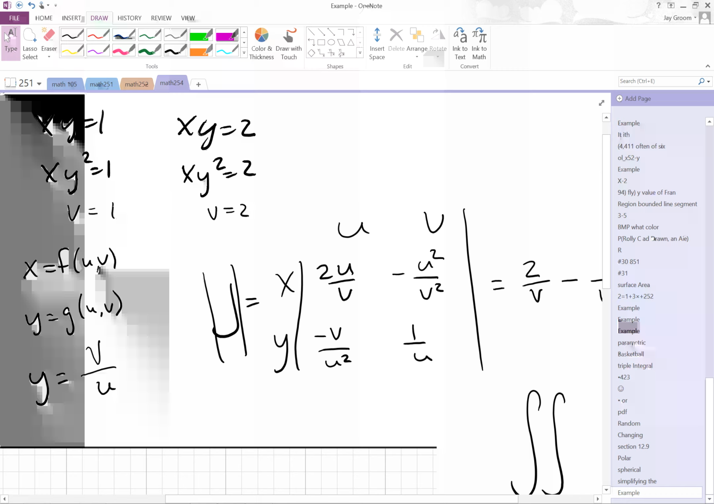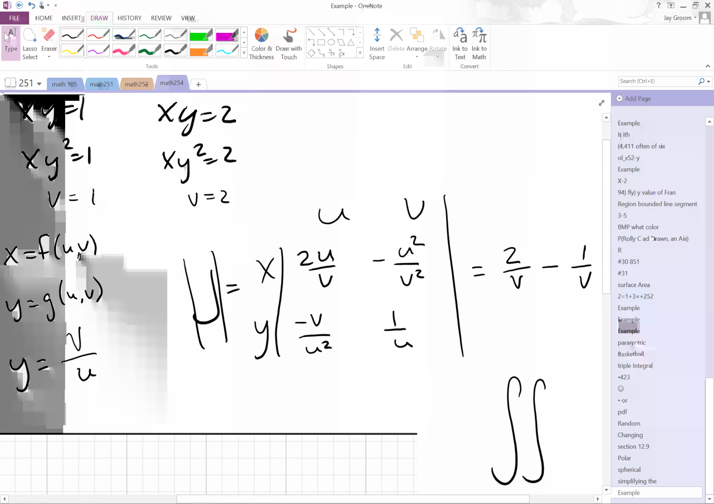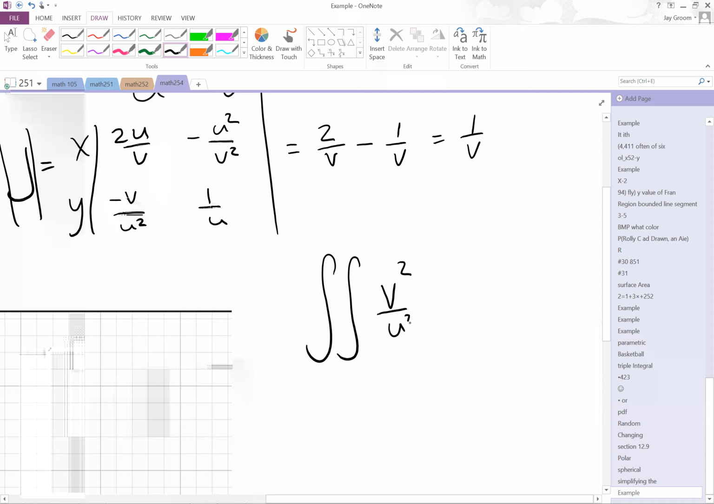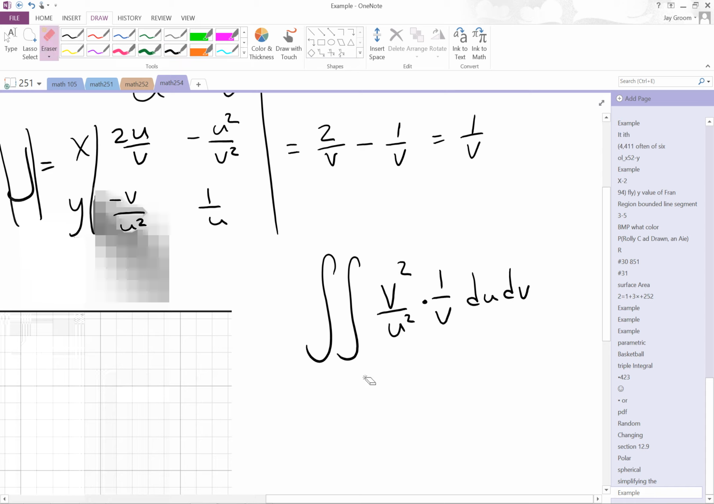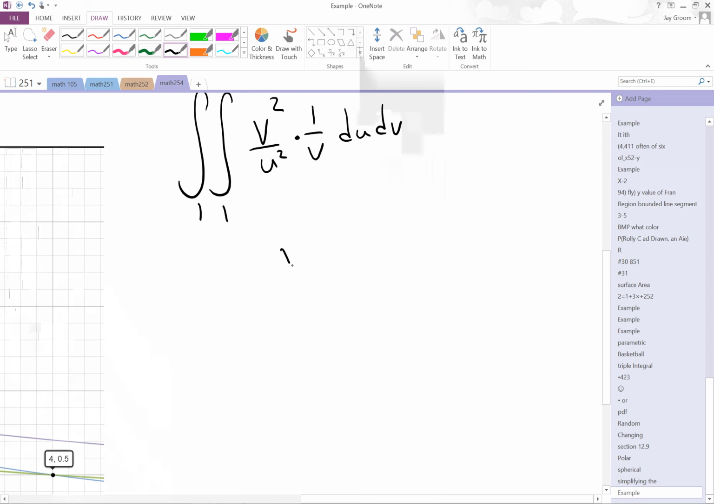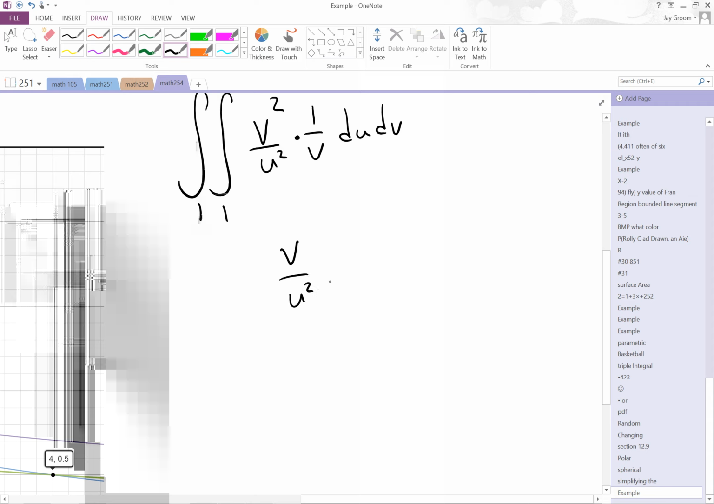Okay? So then my integral, which was y squared, is now going to become v squared over u squared, times my Jacobian. And I'm just going to throw the du dv on here, but you can do it in whatever order you like. Since they both go from 1 to 2, we take the integral here and we're going to get, so let's clean that up, it's v over u squared. Okay?